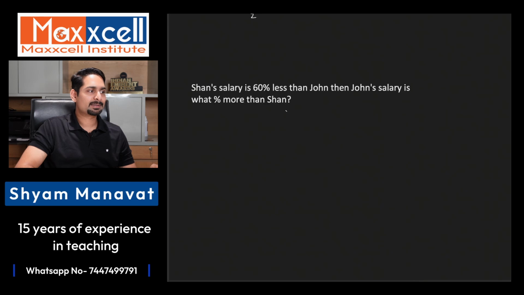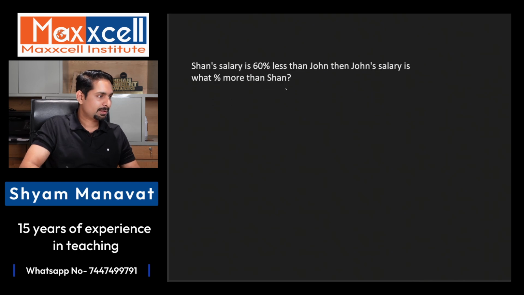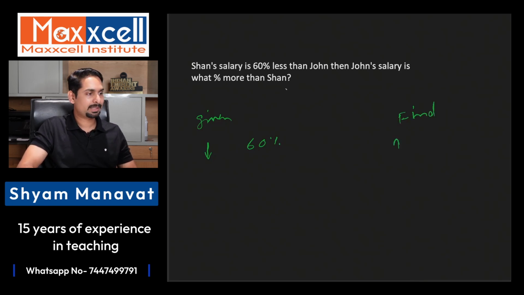Sean's salary is 60% less than John. Then John's salary is what percent more than Sean? Okay, so what is given to us? Given to us is less. Less is what? X%, or rather let me say 60% less is given. What do we need to find? We need to find more. More कैसे निकालेंगे? We will make it easy.